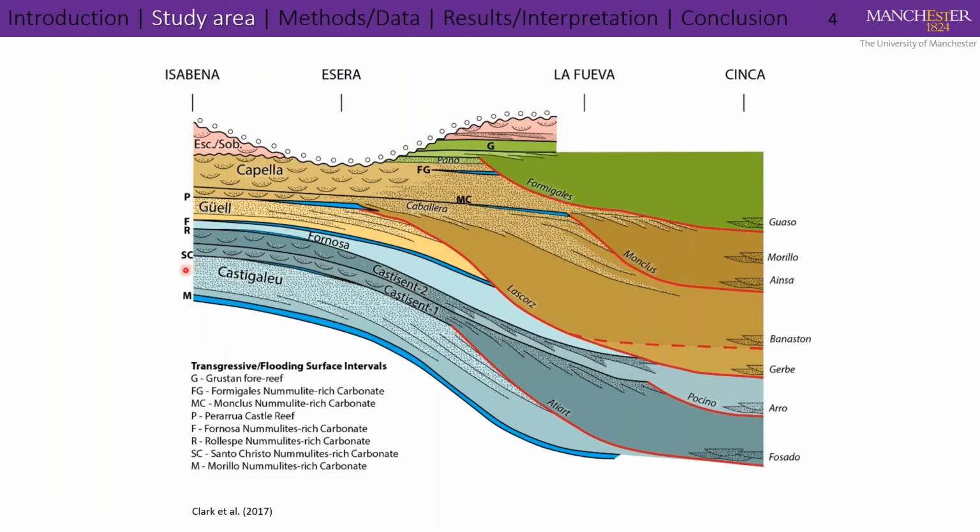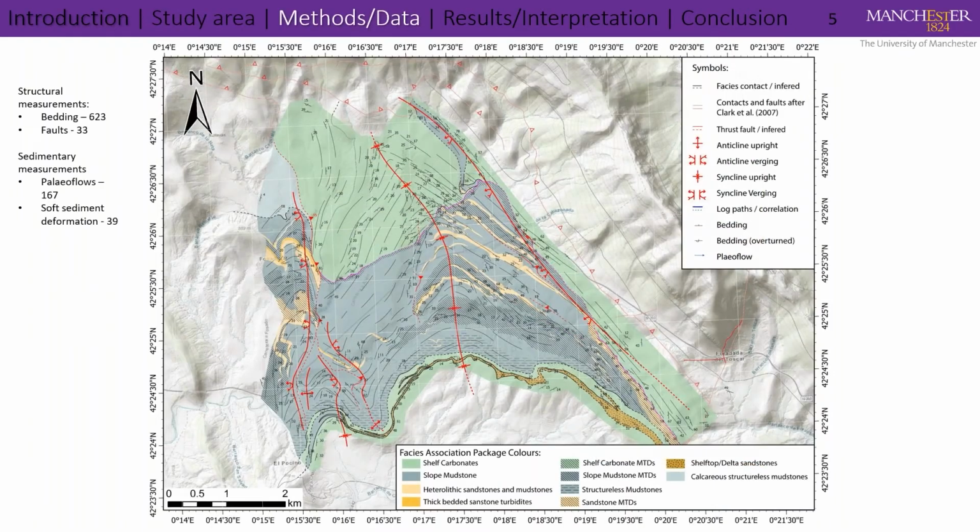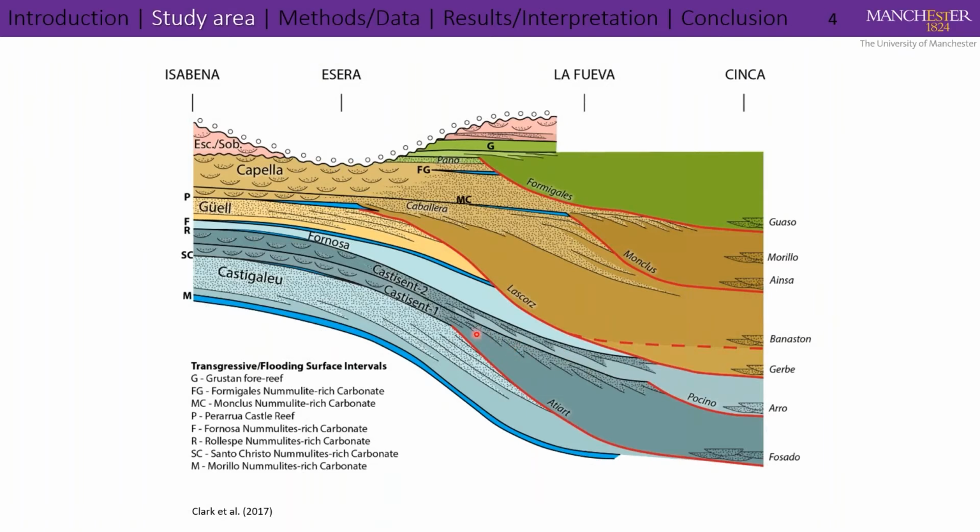Basically our understanding is that we had an initial ramp system that went from east to west, and that was then incised by a canyon, and subsequently we had progradation of a delta and a shelf that passively infilled this canyon. And this repeats multiple times to form the stratigraphy of the Aínsa basin that we know today. In this talk, I'm going to be talking about the earliest deposits of the system, so the point at which the Aínsa basin was truly formed.